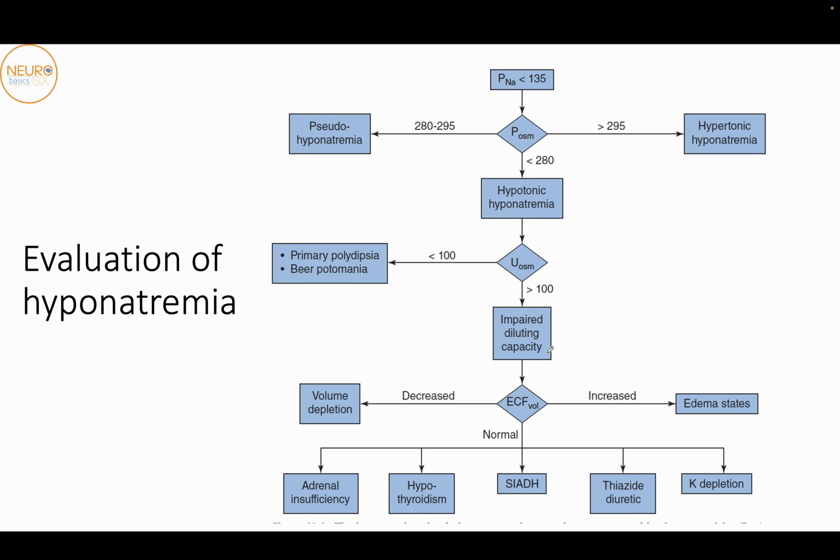That means that something is wrong with the kidney and there's an impaired diluting capacity. Right? So once you know that it is hypotonic, hypoosmolar hyponatremia, you have to go in and check what is the ECF volume. Now, if the ECF volume is depleted, the problem is hypovolemia. Sometimes the ECF volume can be increased, so this would indicate edema states like congestive heart failure or cirrhosis, where the volume has moved out of the vasculature but is still within the body. But if the ECF volume is normal, the most likely cause is SIADH.